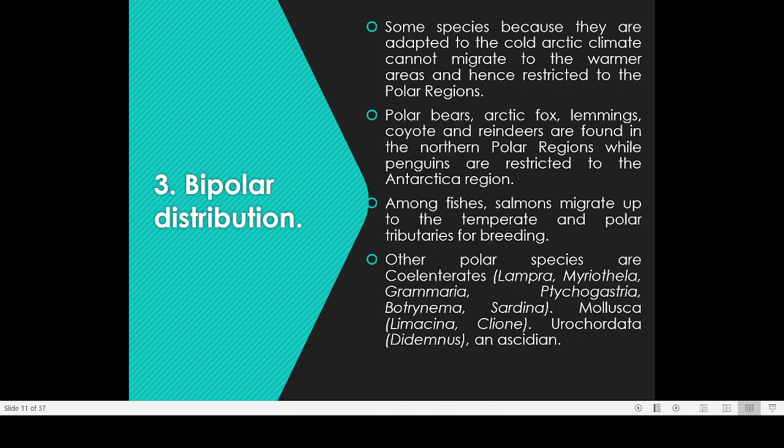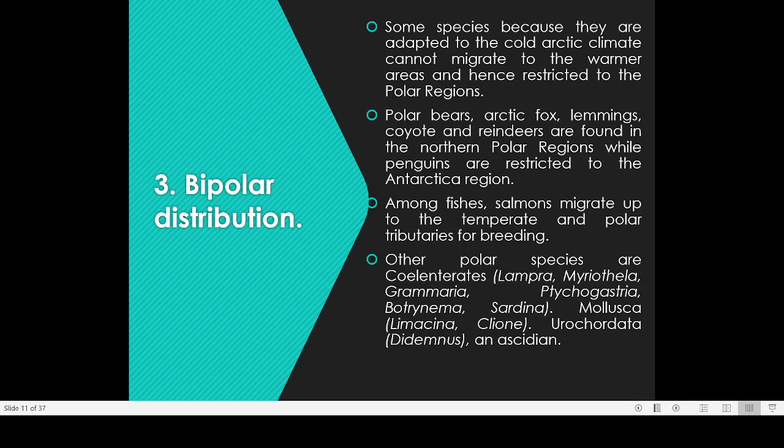So we were discussing the types of distribution, and we have studied two types of distribution. One is continuous distribution, another is discontinuous distribution. And the third type is known as the bipolar distribution. It's very clear from the term itself.